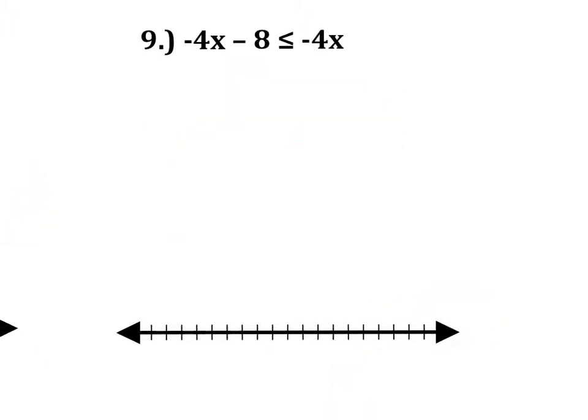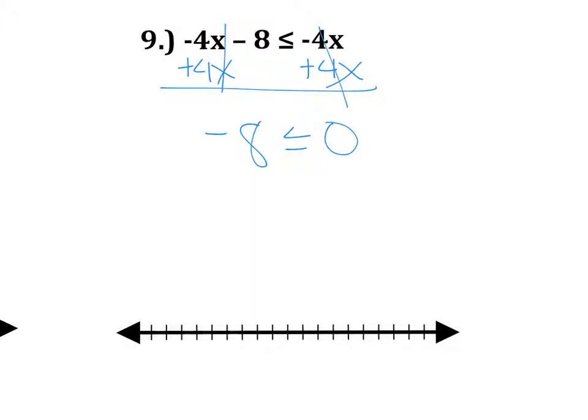The last one we're going to look at on this page is number 9. And we are going to start by adding 4x to both sides because we want to combine like terms. So it'll leave us with negative 8 is less than or equal to 0 because these are going to cross out.